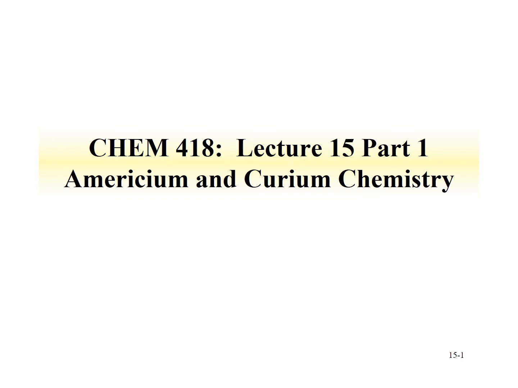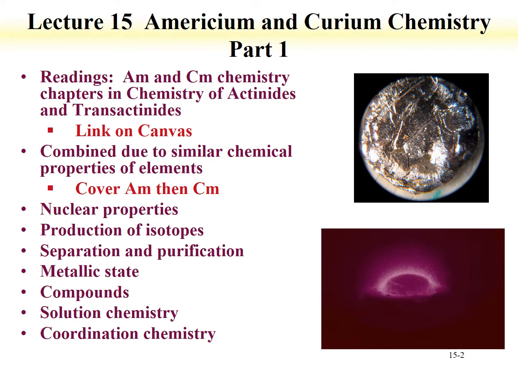This lecture is on the chemistry of Americium and Curium, and it's a lecture in two parts. The readings for the lecture on Americium and Curium are the chapter on Americium chemistry from the Chemistry of the Actinides and Transactinides, and the Curium chapter from the same compendium. We're combining these elements because of their chemical similarities.